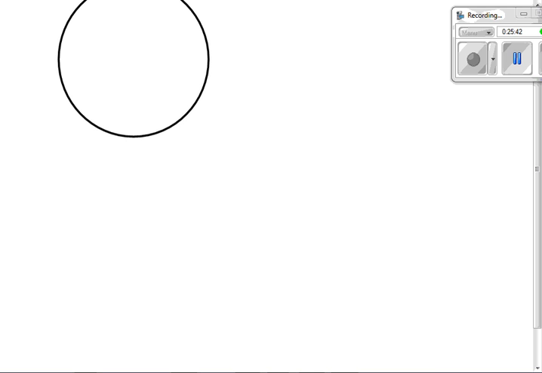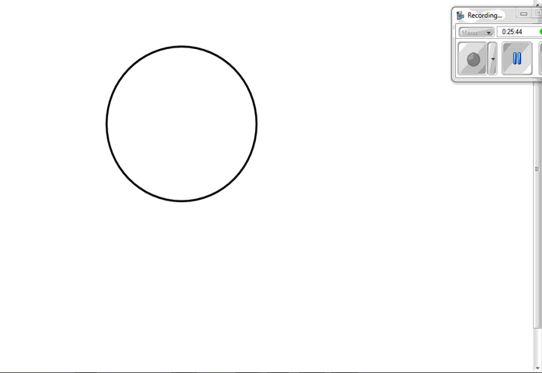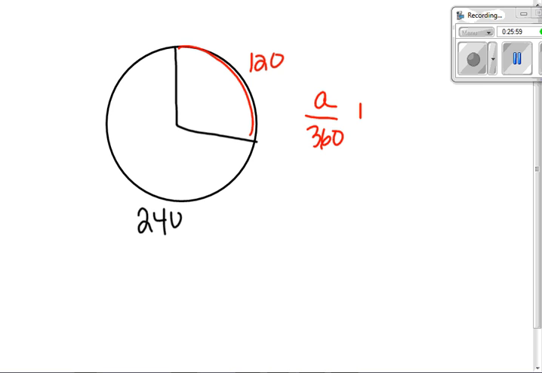You can easily find that, because that's 49. Definitely. This is 240. So how big is this arc? 1. Okay, so it's a over 360.